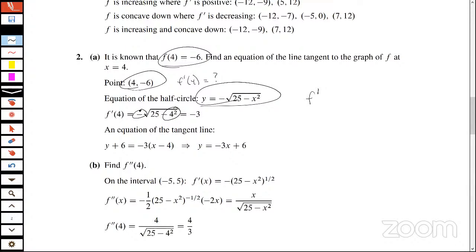There's a minus sign out in front. So son of a gun, the slope at 4 is -3. And there's an equation of the tangent line. That's a very nice question. Very reasonable, I think, AP type question.